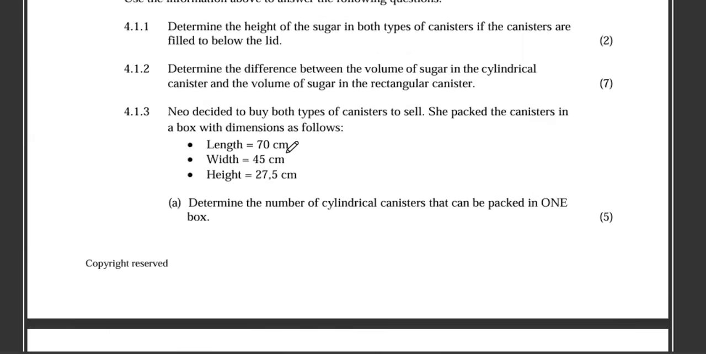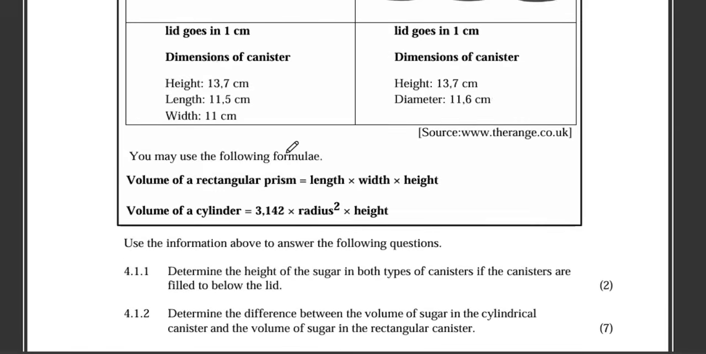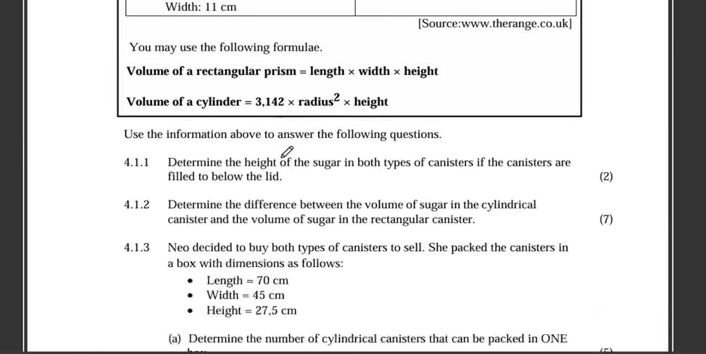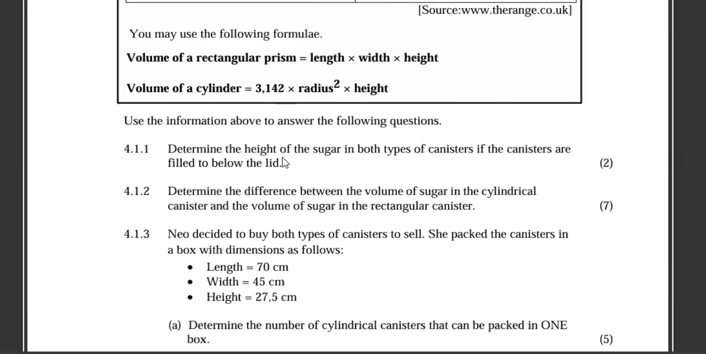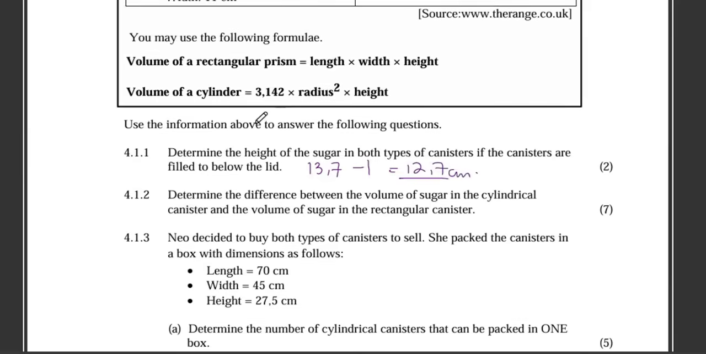4.1.1. Determine the height of the sugar in both types of canisters. Now, the height of sugar. Good enough, both have the same heights. So all we need to do, we are going to reduce it by 1. Why by 1? Because the height of the lid is 1. So it will be 13.7 minus 1, which gives us 12.7 centimeters.